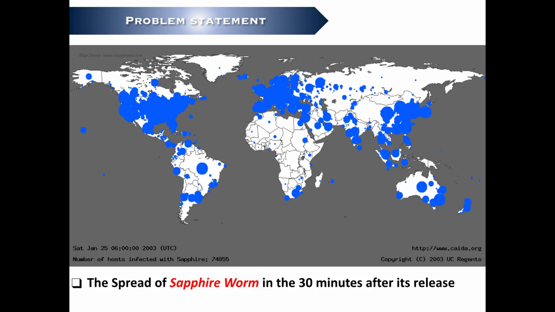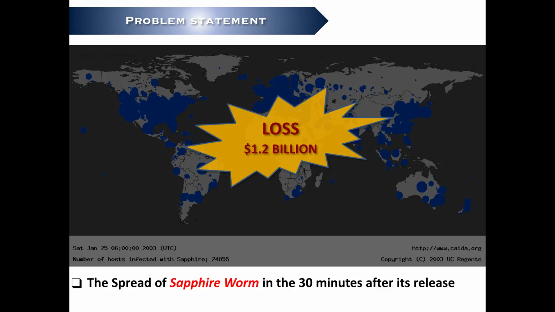Back then, the internet speed was around 100 megabits per second, and it could affect roughly around 30,000 hosts in one scan. That is, it could affect 30,000 hosts per second. So this resulted in huge losses up to 1.2 billion.